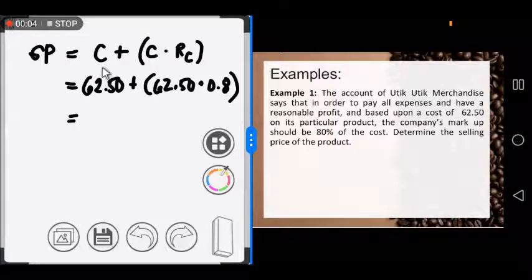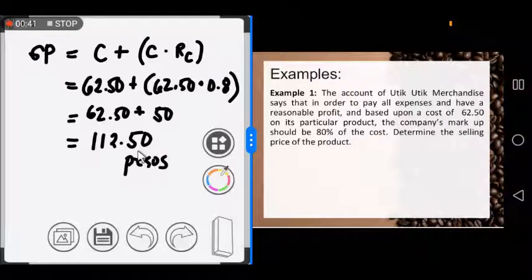If you have a scientific calculator, you can already type this straight through. But if you have a manual calculator, just multiply first. 62.5 times 0.8 will be equal to 50. Then, add your 50 to 62.50. Our answer will be 112.50 pesos. This will be our selling price.